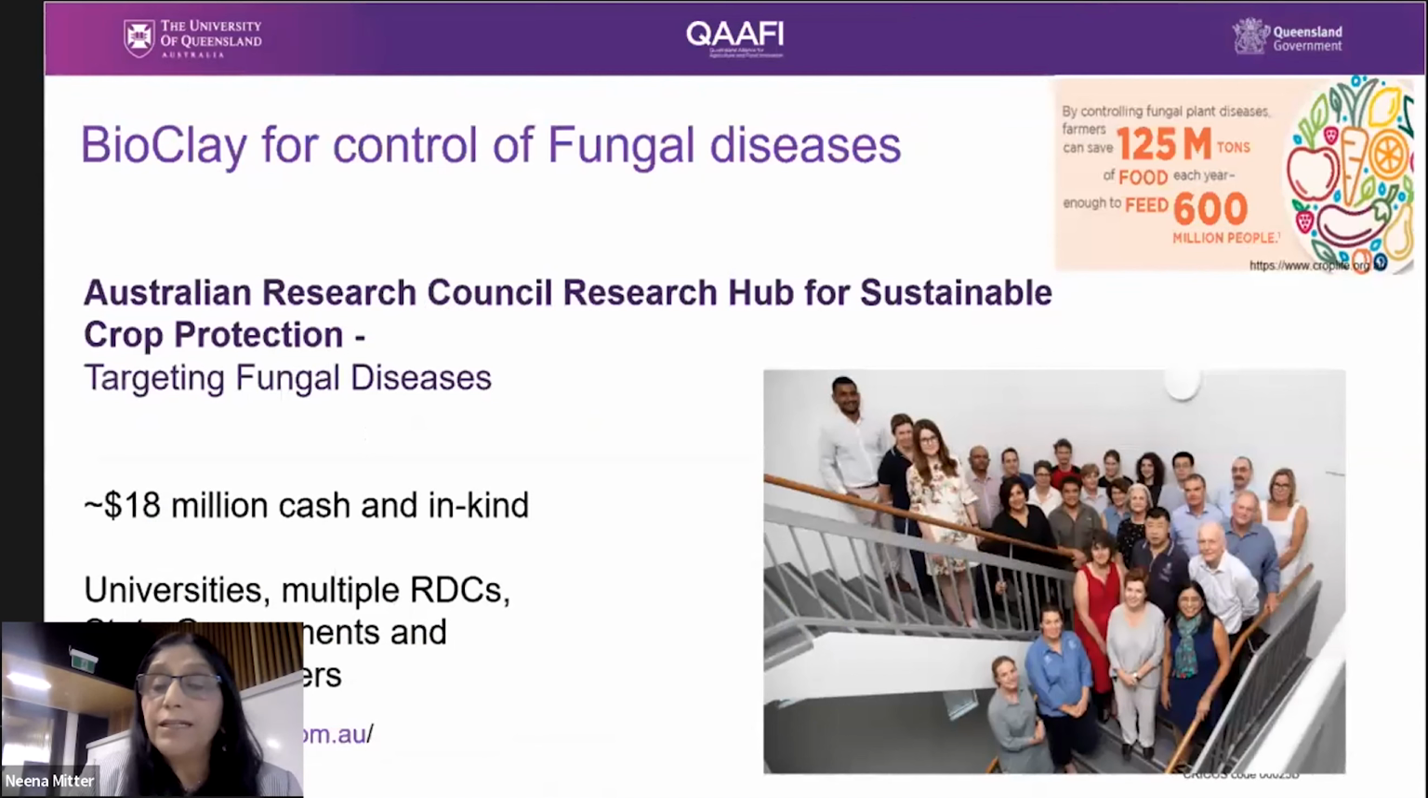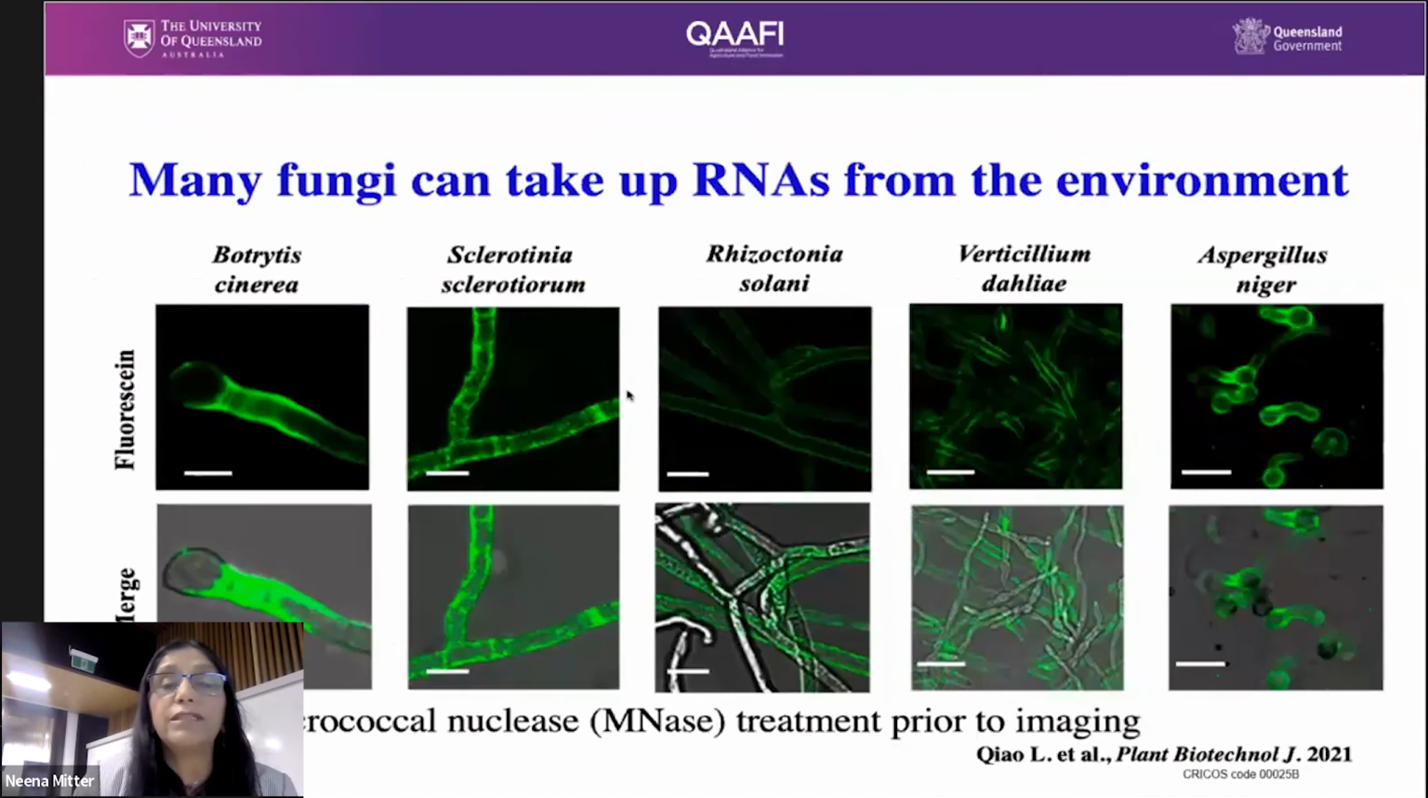We have now moved to fungal diseases as well. So we are working on insect pests and viruses, but fungi became the focus because of the magnitude of damage that fungal diseases cause to both broadacre and horticultural crops. We now have an Australian Research Council research hub, a huge hub. I am very pleased to say the team of two, the team of three that we started with in 2012, 2013, has now grown to a team of 50, all working on this BioClay concept with New Farm Australia as the commercialization partner. Multiple universities, almost all RDCs, state governments and industry partners have come on board with this hub.